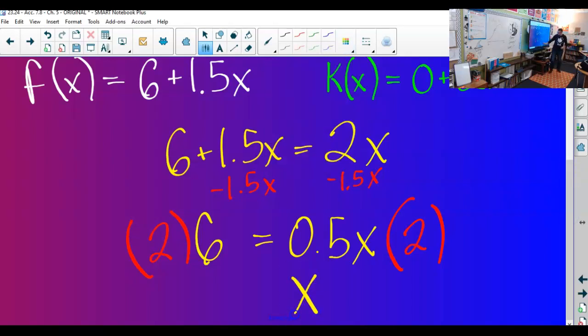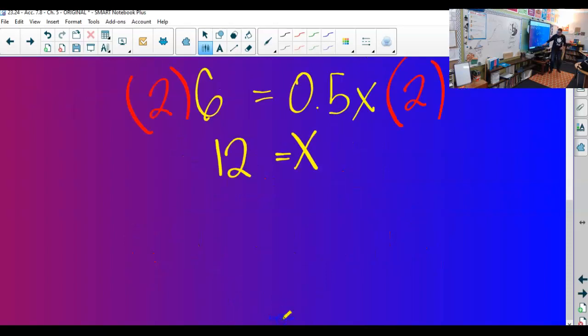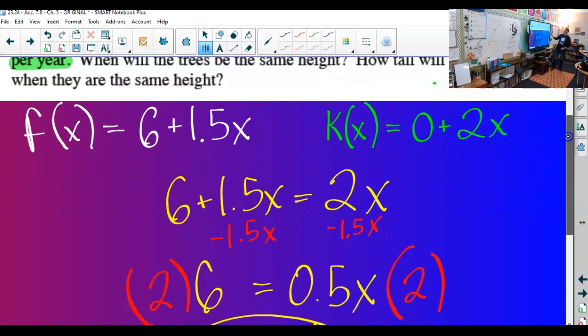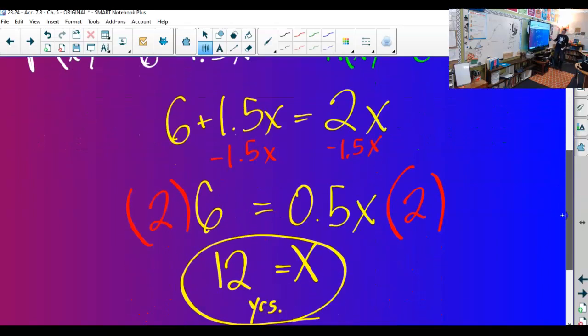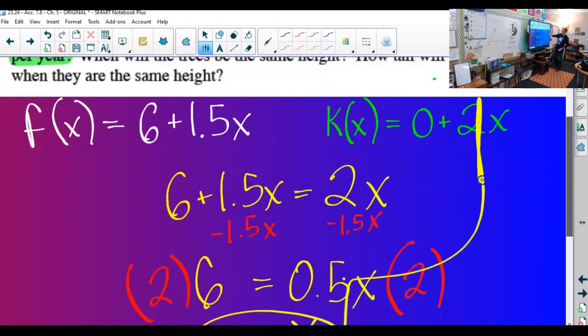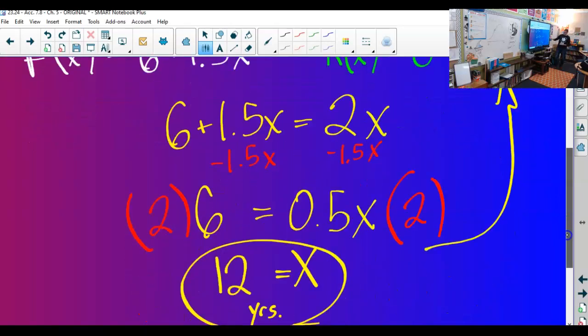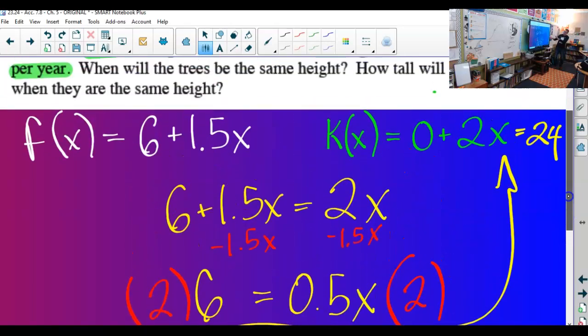So x equals 12, and what were we solving for? Years. And then to get our height, well, if we took the 12 and plugged it back in for the oak tree, 2 times 12, so it'd be 24 feet tall. Right? So once you have your x, you can plug it in and find your y.